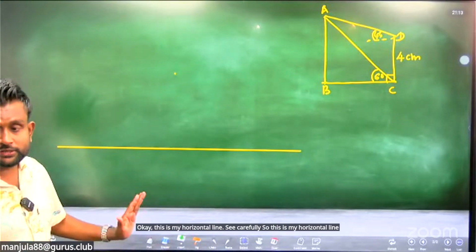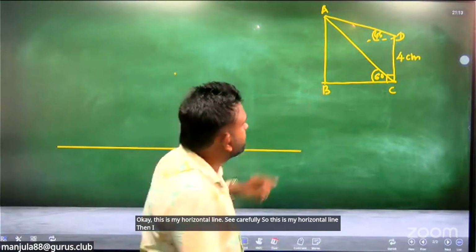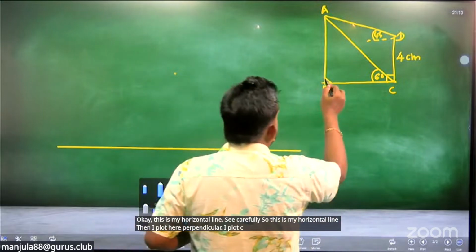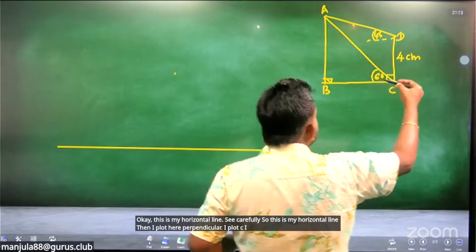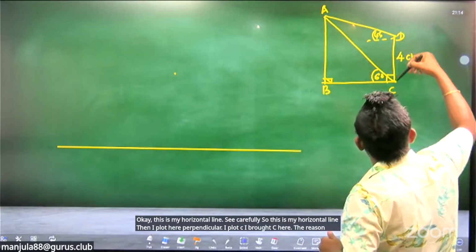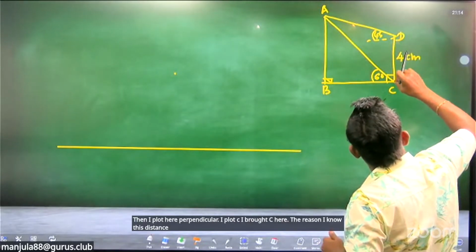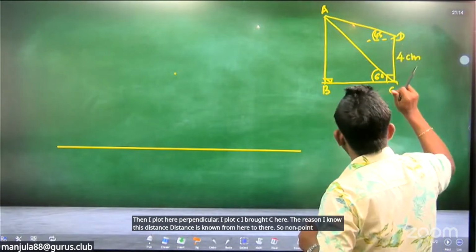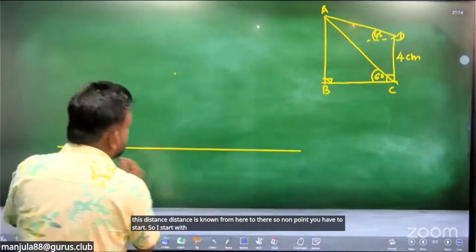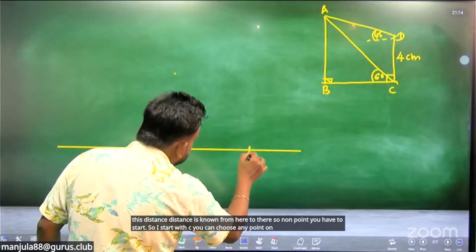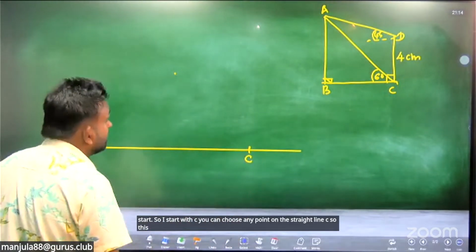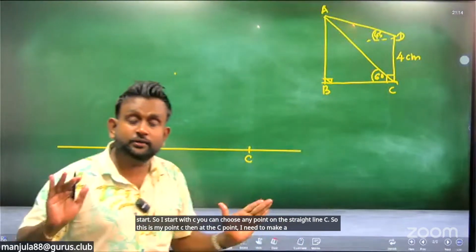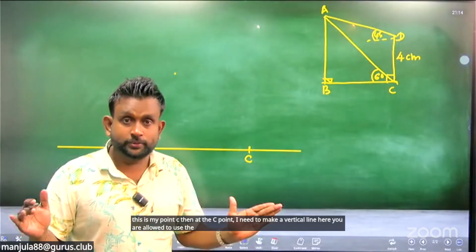Then I plot C here, perpendicular. The reason is that I know this distance from here to there, so you have to start from a known point. So I start with C. You can choose any point on the straight line for C. So this is my point C. Then at point C, I need to make a vertical line. Here you are allowed to use the protractor to measure the angle.